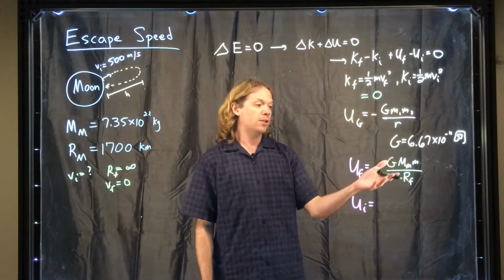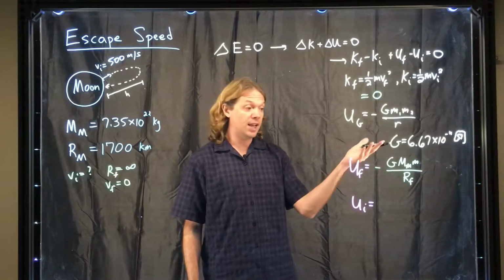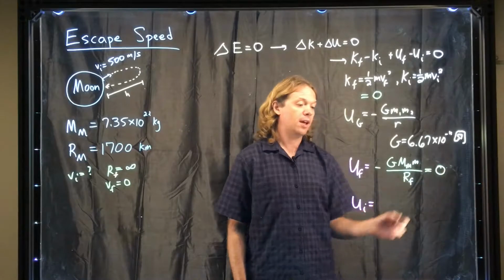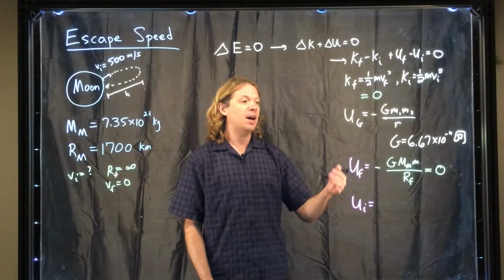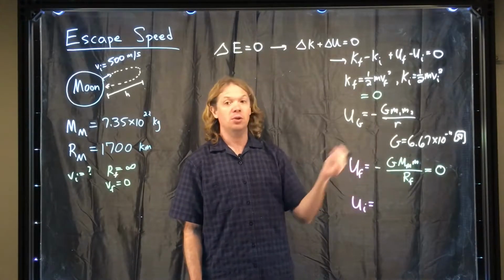So this number is going to be some big number divided by infinity. Doesn't matter how big that number is. Anything divided by infinity is going to be essentially 0. So we're just going to set the final potential energy to be 0. In fact, this is how you define the potential due to gravity, as 0 at infinity when you use this formula.